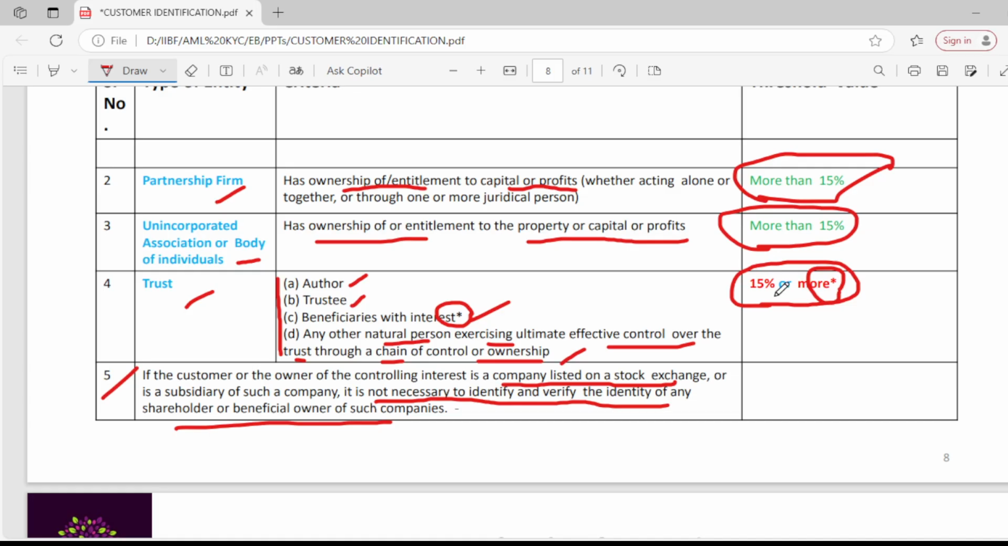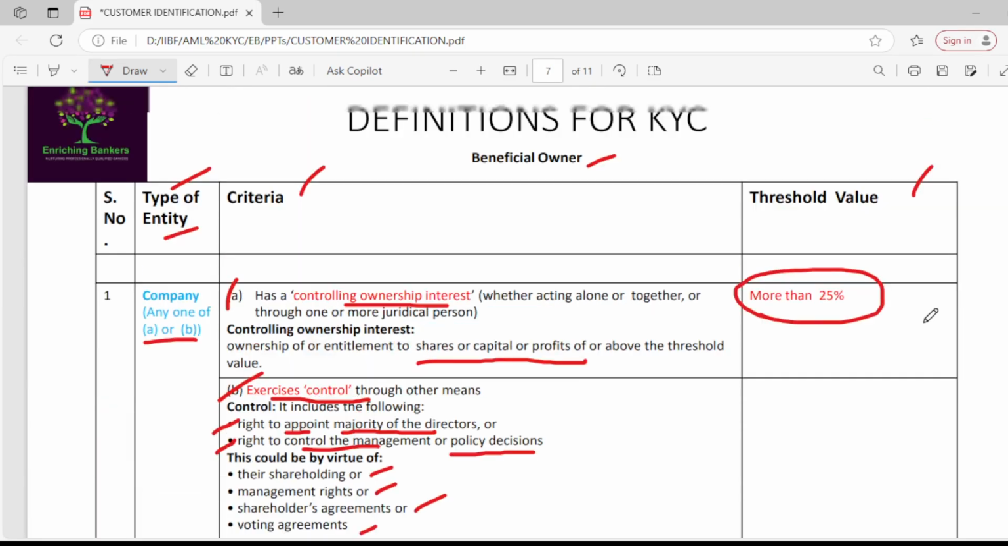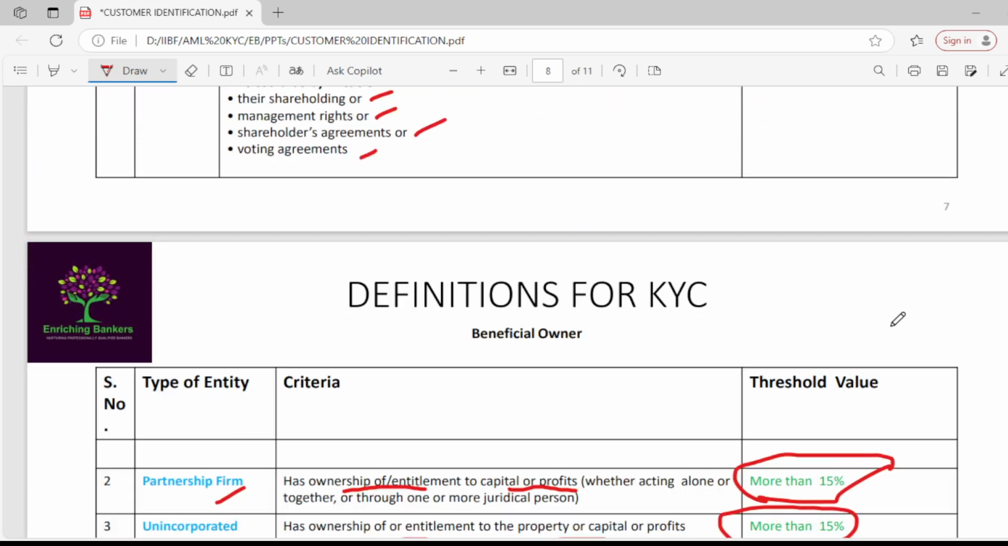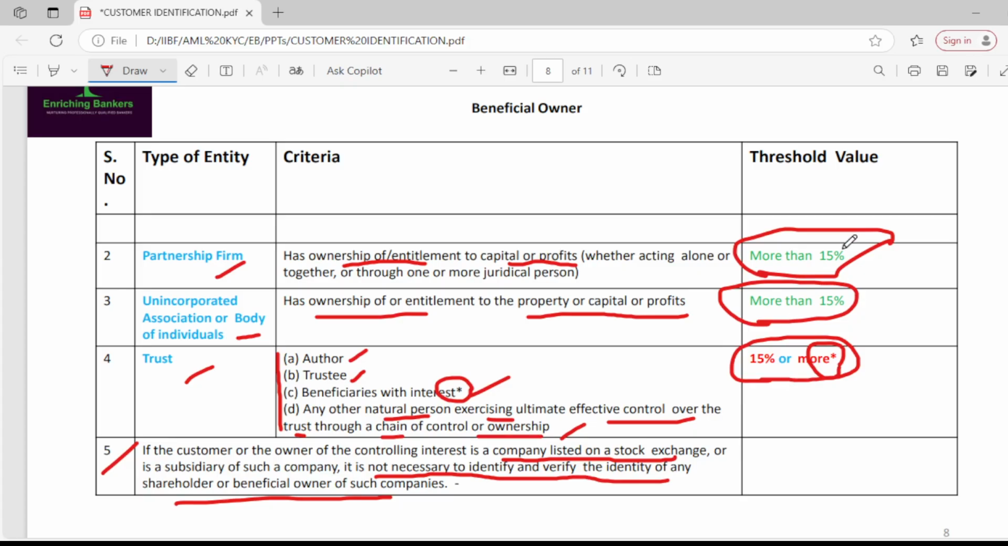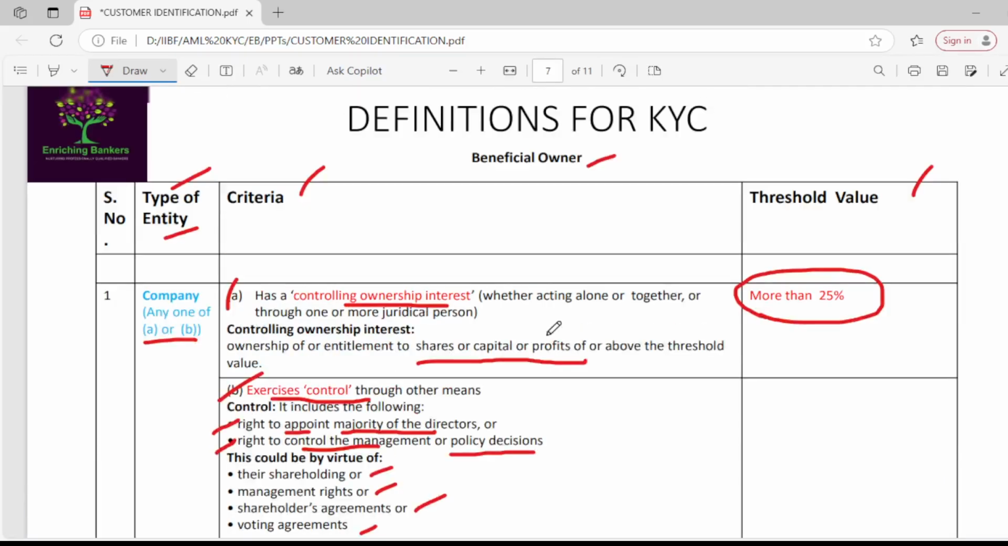So how to remember these values here? I will tell you one thing. Only company has more than 25%. So you need to remember this one only. Company, more than 25%. Remaining all are 15%. So in exam, other than company, you can directly answer 15%.